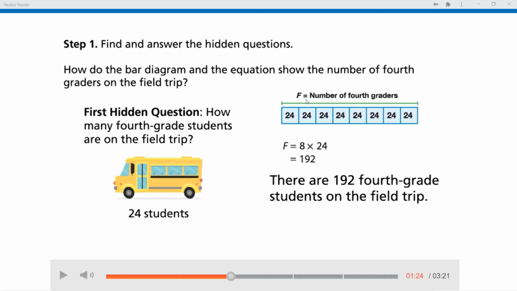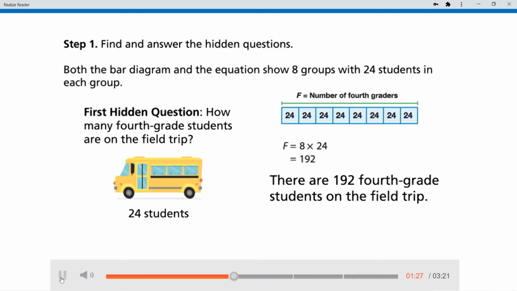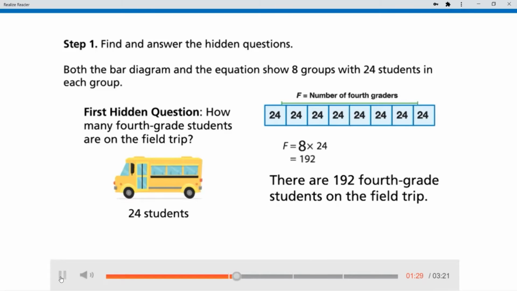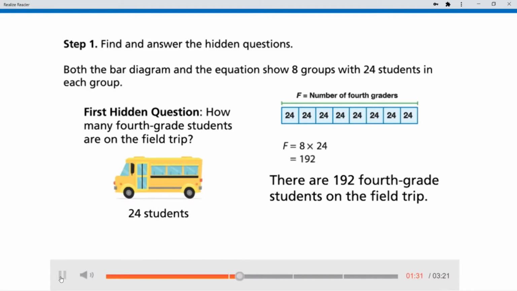Once we solve it, we know what F will equal. Here we see that F, the number of 4th graders, is equal to 192 students. So both of these represent the same information. One is drawn as a bar diagram and one is written as an equation with a variable in it. Both the bar diagram and the equation show 8 groups with 24 students in each group.